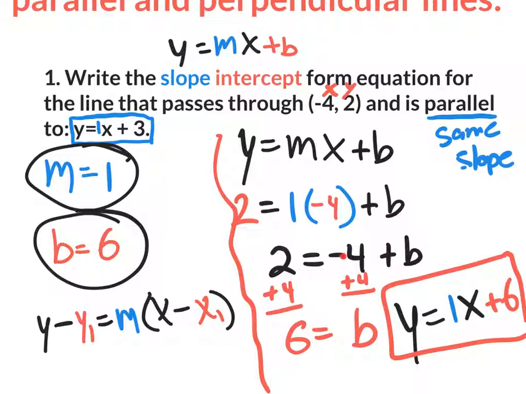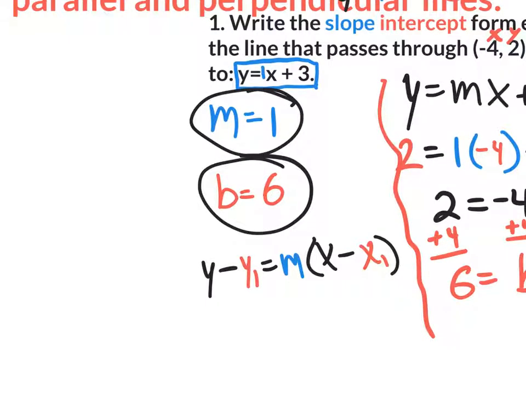So let me do this. And make some space right there. And let's plug in y minus y1 equals m parenthesis x minus x1. Notice that I left blank spots. So I could plug in my y value of 2. I get that from the coordinate negative 4, 2. My m value we said was 1 because it's parallel to the equation they gave us. And our x value is negative 4.